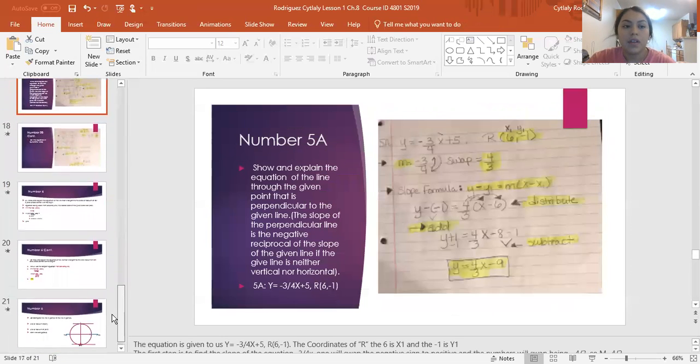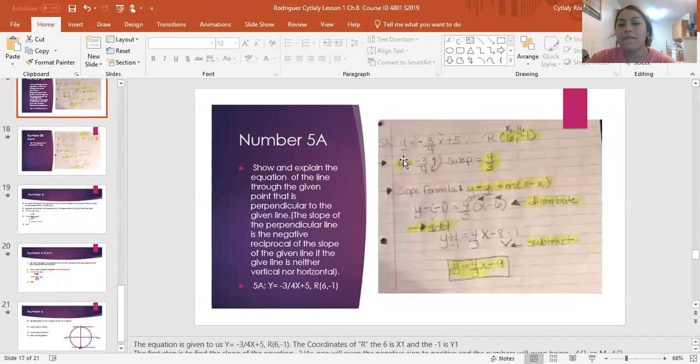Okay, so here is 5A. It says to show and explain the equation of the given points that is perpendicular to the given slope. So they gave us our formula, which is y equals -3/4 x plus 5. Then they gave us a pair of coordinates, (6, -1). So the first thing we want to label is x1, y1 for our coordinates, because we only have one pair. Then we're going to find the slope, which is defined as m.